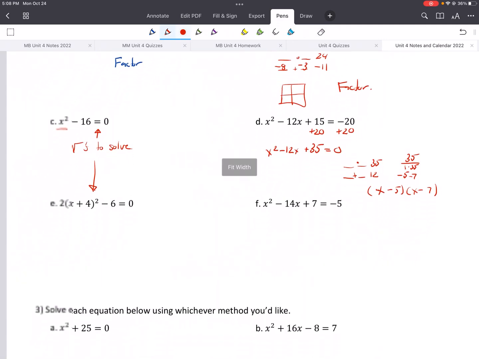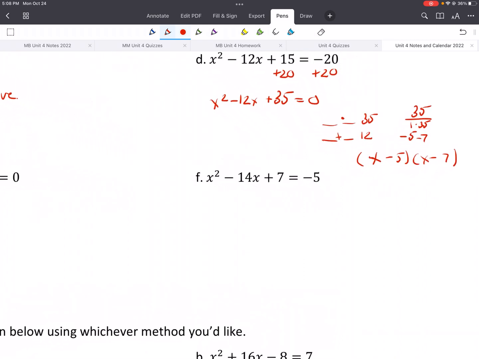And then F, we would need to move that 5 over, and that gives us 12. And here I know this isn't going to work with factoring. Okay, there's nothing that multiplies to 12 and adds to give us 14. Okay, so here we would need to complete the square.